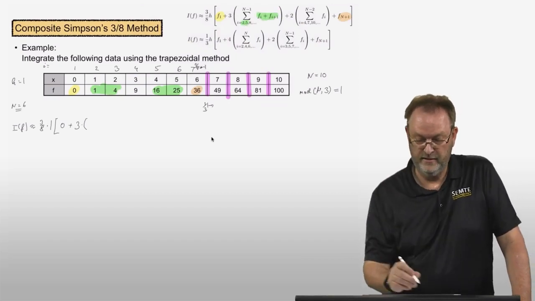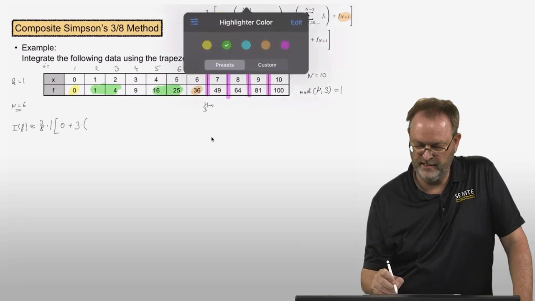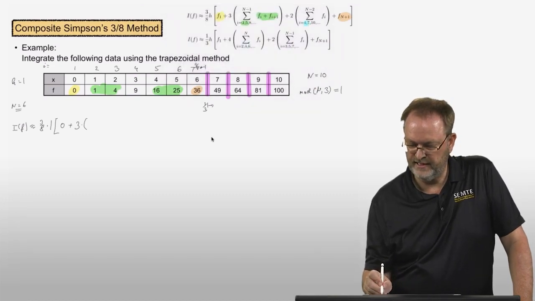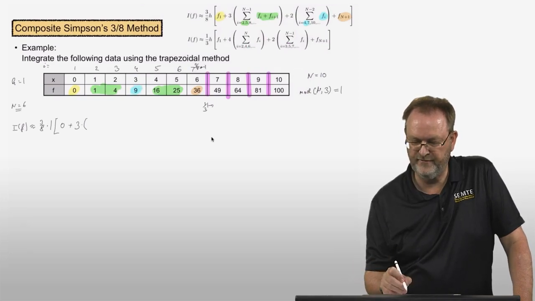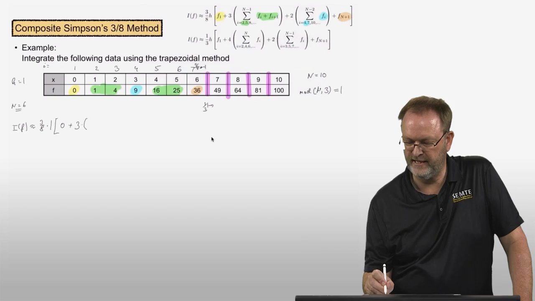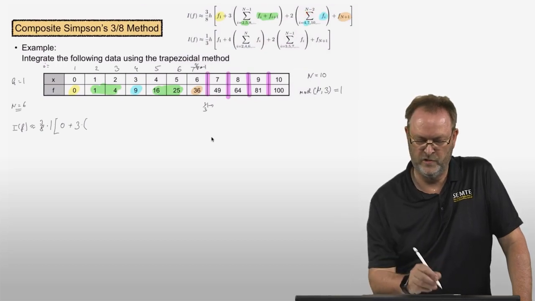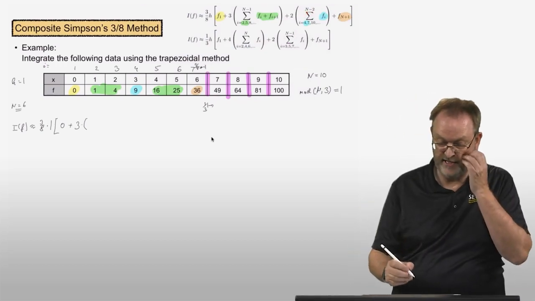And then the 2 factor here, let me do the coloring. This guy here, the f_i, I start at 4. Then the next one would be 7, but I have to stop here at n equal to 6. So 6 minus 2, I have to stop at 4. So from 4 to 4 is just the 4th point. Now let's substitute these values in.